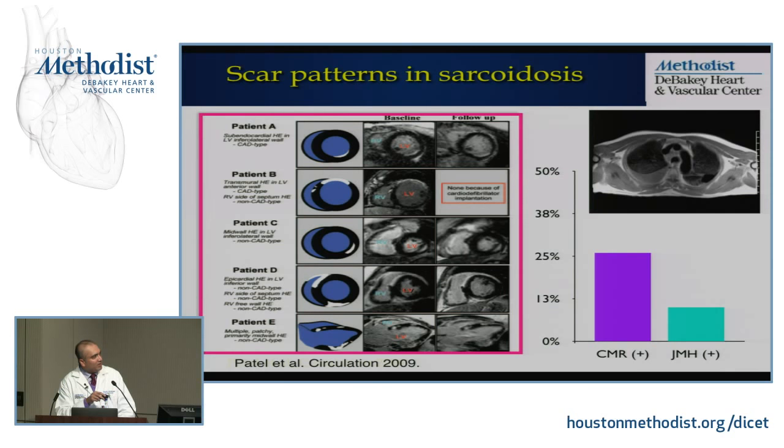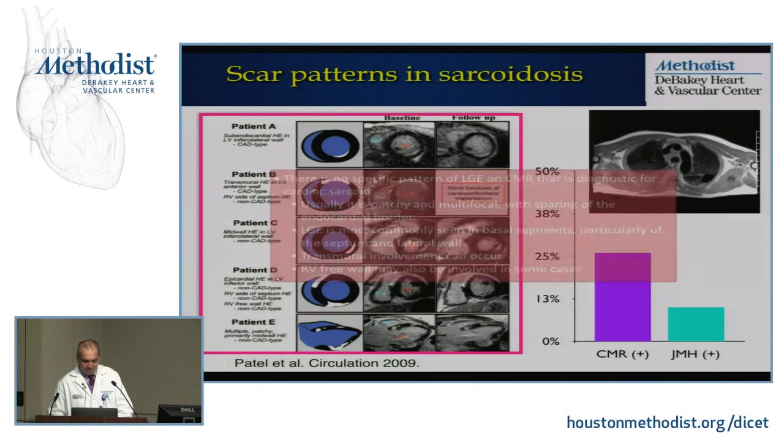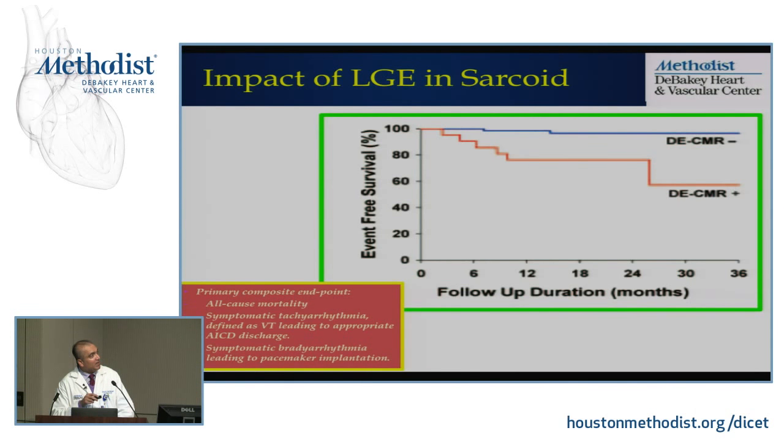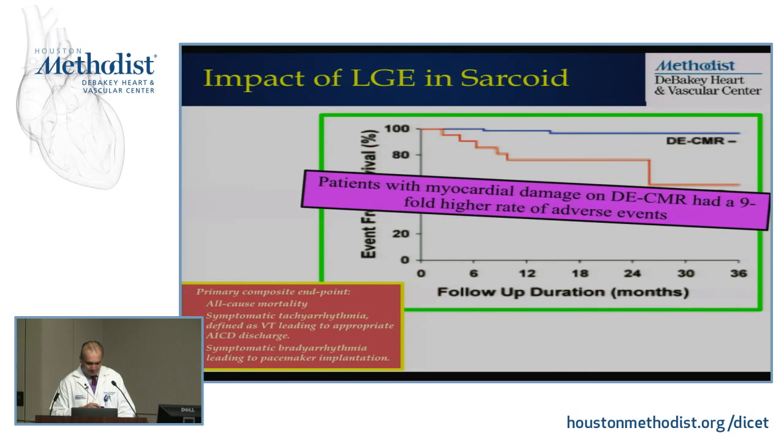In this study, what they found was that by CMR criteria, just looking for evidence of hyperenhancement, there was cardiac involvement in about 25% of patients in this series versus Japanese Ministry of Health criteria, which are abnormal only in about 10 or 12% of these patients. And then when you look at prognosis, again, known extracardiac sarcoid, if there's evidence of hyperenhancement by CMR, the prognosis in these individuals is much worse. And again, this was looking at all-cause mortality, symptomatic tachyarrhythmias, or symptomatic bradyarrhythmias.